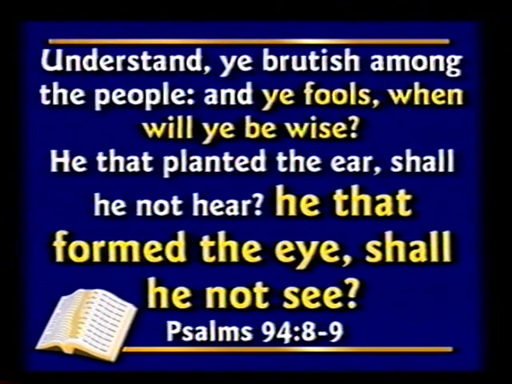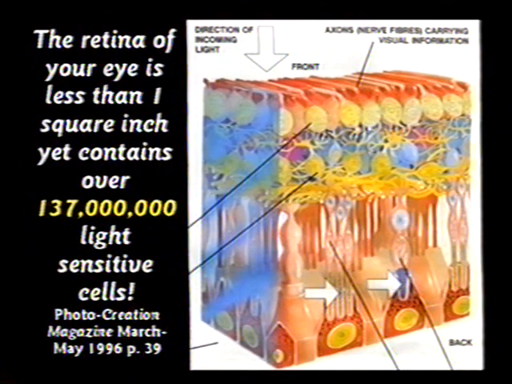And eyeballs are incredibly complicated. At the back of your eyeball, you have 1 square inch called the retina, yet it has 137 million light-sensitive cells. How would you like to be the electrician to wire that up? 137 million connections in 1 square inch. Anybody want to tackle that job? My Heavenly Father did it. He's pretty smart, ain't he?